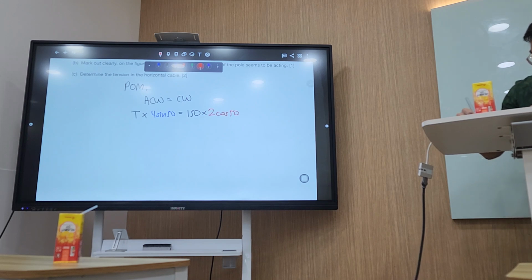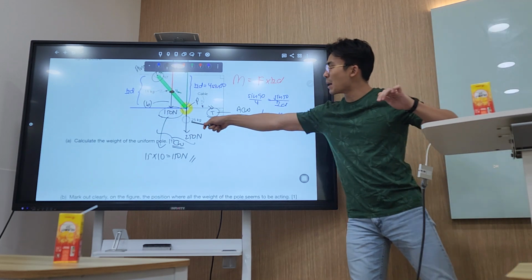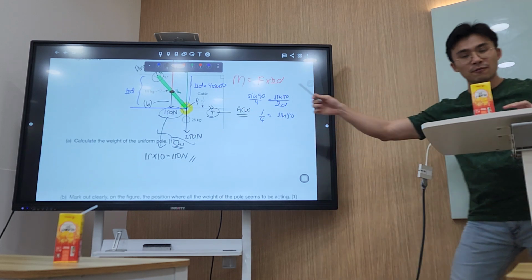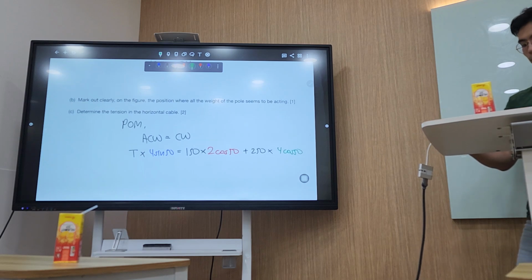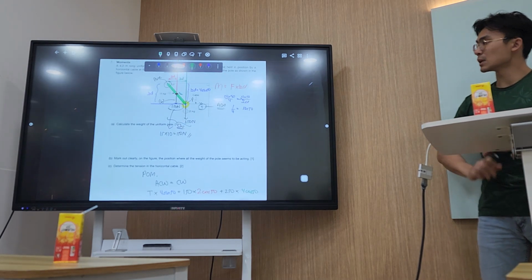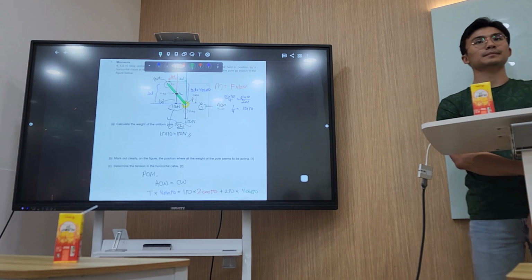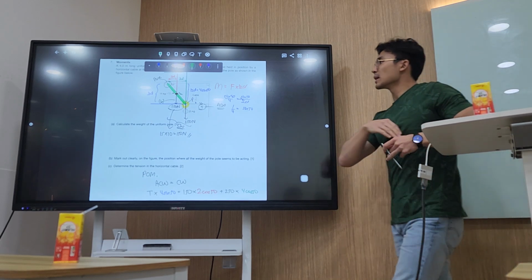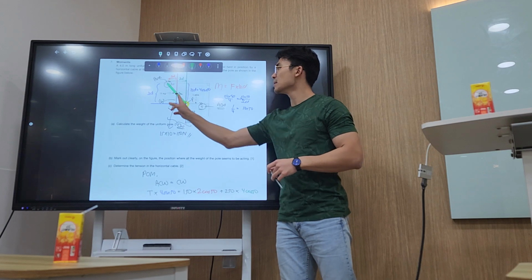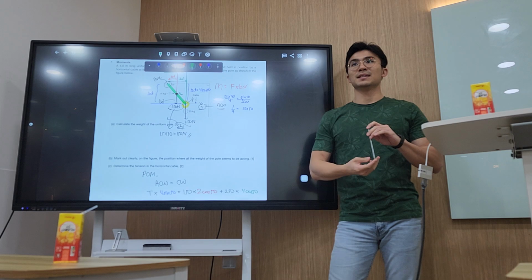But then I also have my 250 Newton weight. I still have my ball here, which is acting at 4 cosine 50. Take a good look first, make sure you get it. It's just force times distance, force times distance, force times distance, and then moments must balance out. Are we okay?